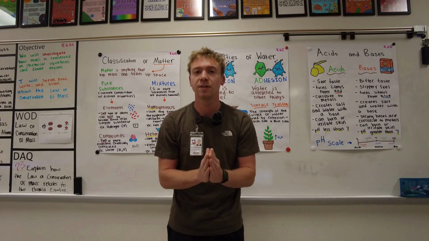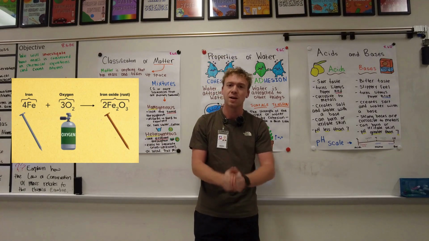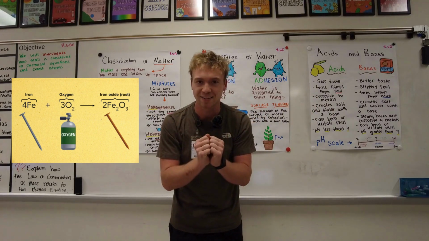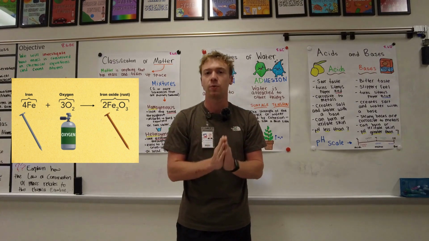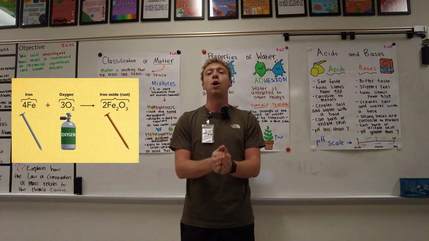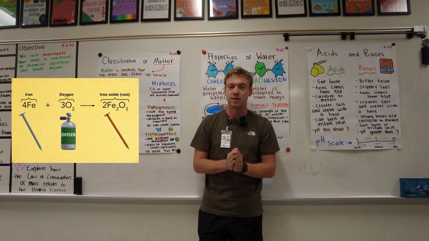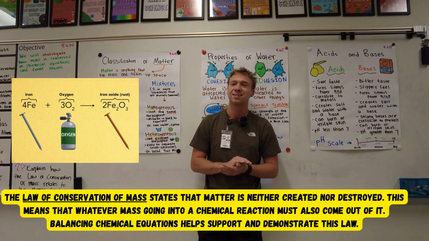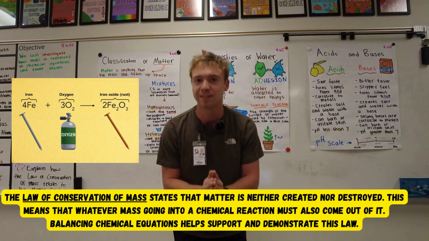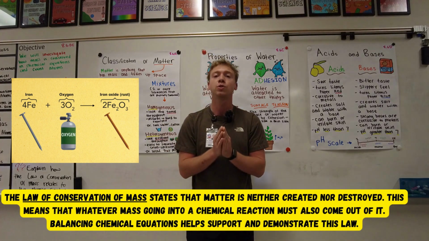All right, let's go ahead and look at that same equation and talk about how when iron and oxygen react together to form iron oxide, which is rust. How can this chemical equation help us demonstrate the law of conservation of mass? Now, that's a big word, might be a new word, okay? The law of conservation of mass states that mass is neither created nor destroyed.